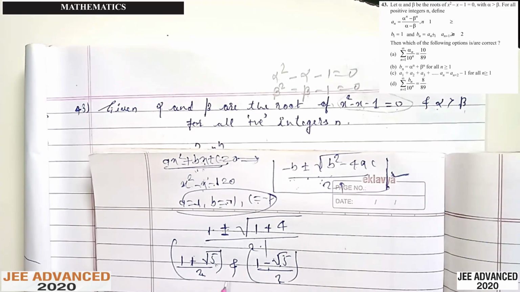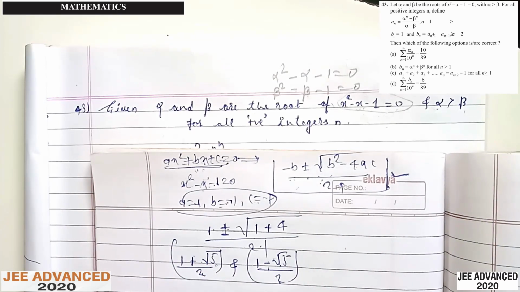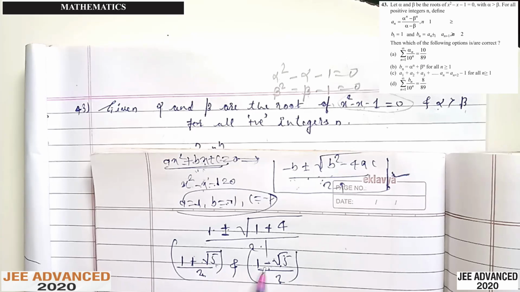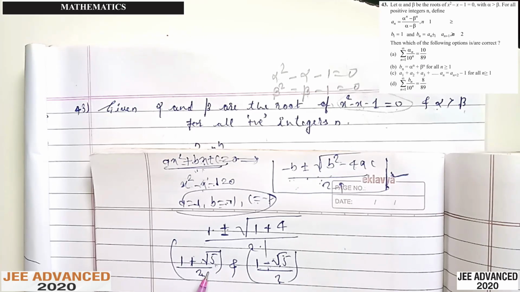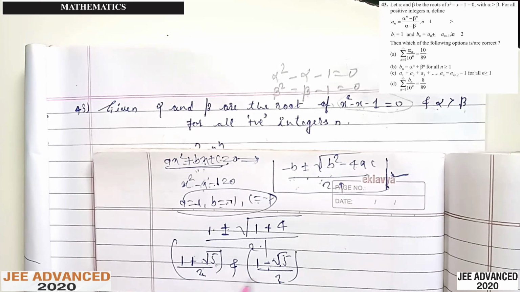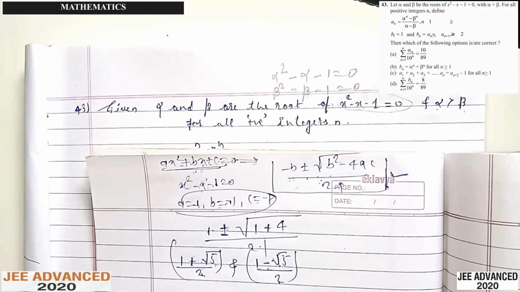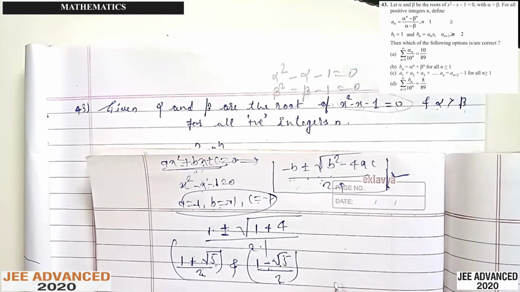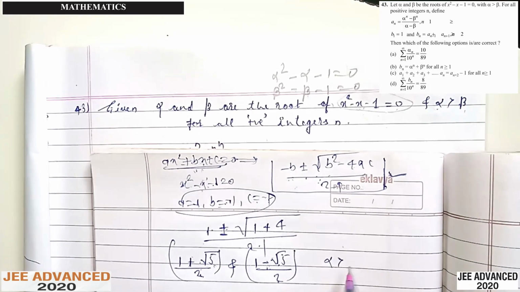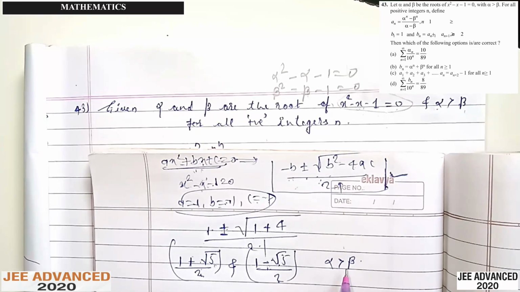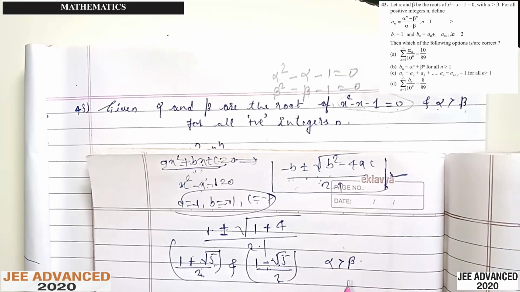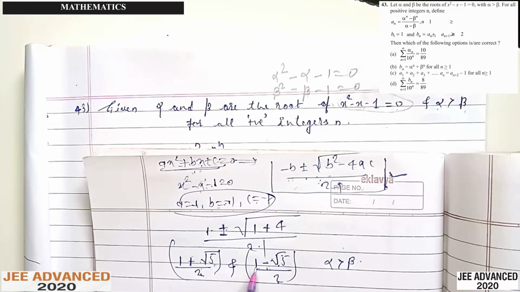So how can we figure out which one is alpha and which one is beta, because these two roots are distinct? By using the condition alpha strictly greater than beta, we will find out the alpha and beta.